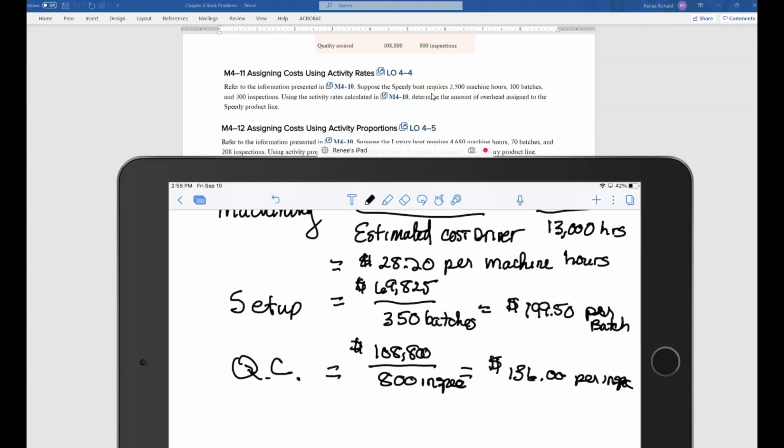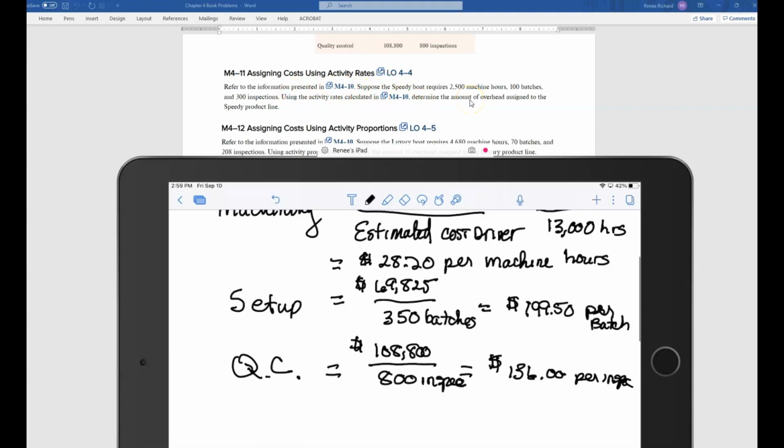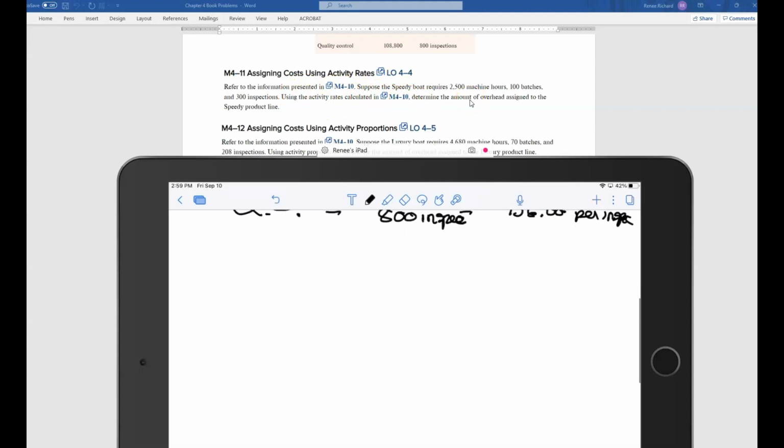Stage 2, we use the same information, except we're saying Speedy boat. So we're now on M4-11. Speedy boat requires 2,500 machine hours, 100 batches, and 300 inspections. Use the activity rates we just calculated to determine the amount of overhead assigned to Speedy.